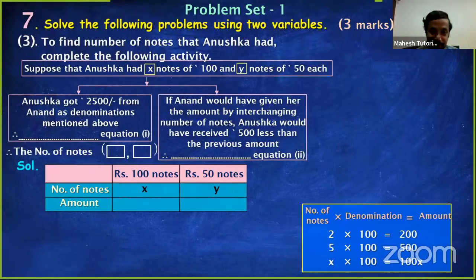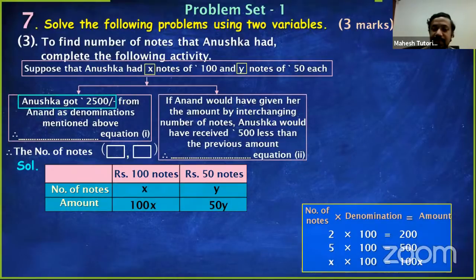Now tell me, students, coming back to the table, Anushka ke paas 100 rupees wale, how many notes are there? X. So in that case, what will be the amount that she'll have? Very good. Both of them will get multiplied. So 100 into X will give us 100X. Now tell me, Anushka ke paas 50 rupees wale, how many notes are there? Y. So what will be the amount that she'll be having? Absolutely correct, 50Y.